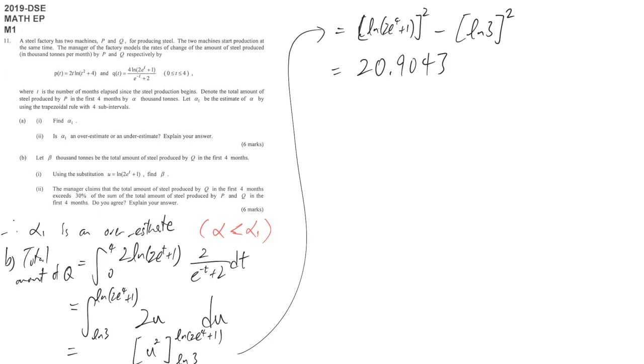Now we come to the last part. We are going to compare something. The total amount of steel produced by Q in the first 4 months exceeds 30%. So we are going to compare 2 items. First is the steel produced by Q in the first 4 months. This is the first item, versus 30% of the sum of the total amount. This is the second item.